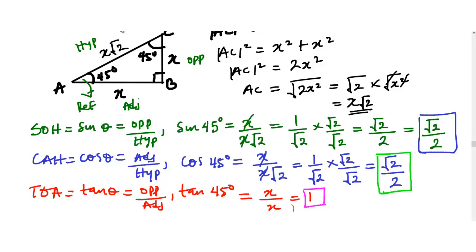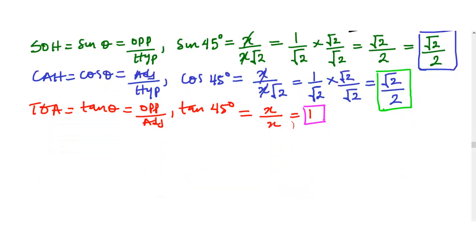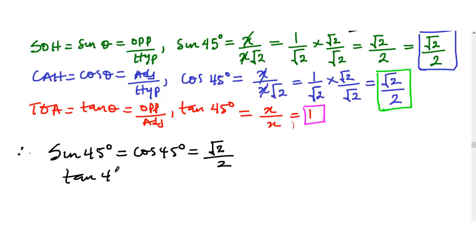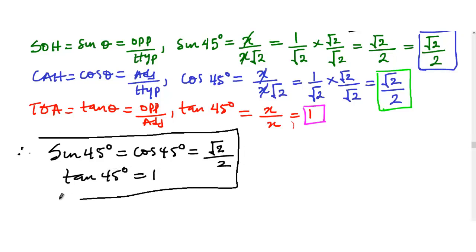So if I summarize everything, let me start with sine. Sine 45 degree is equal to cos 45 degree, which is equal to root 2 over 2. Then we have tan 45 degree, which is equal to 1. All right, so that is that about that.